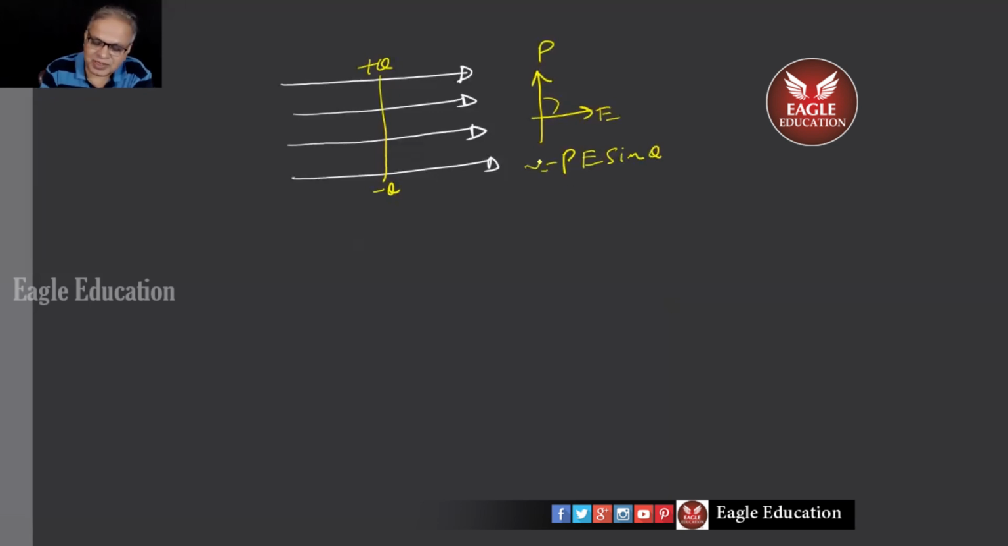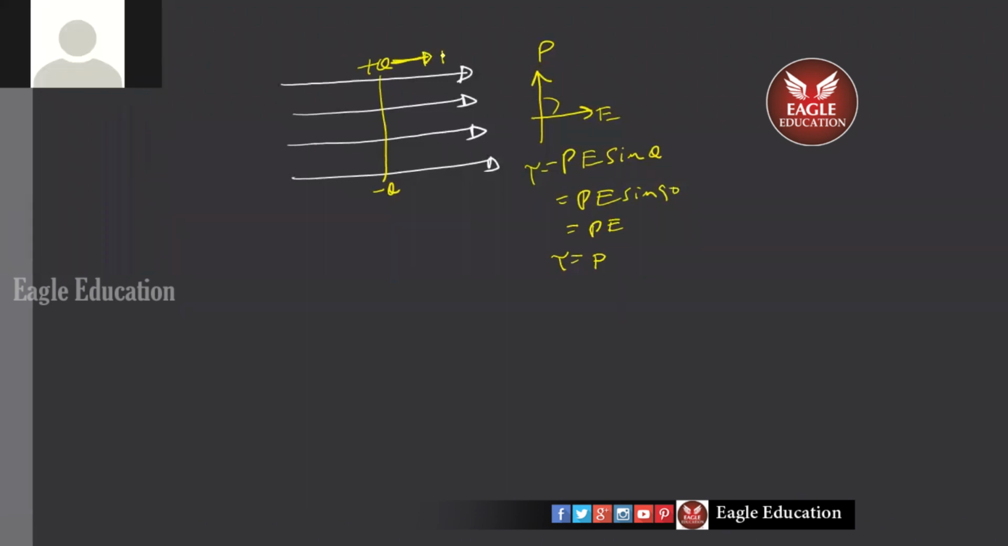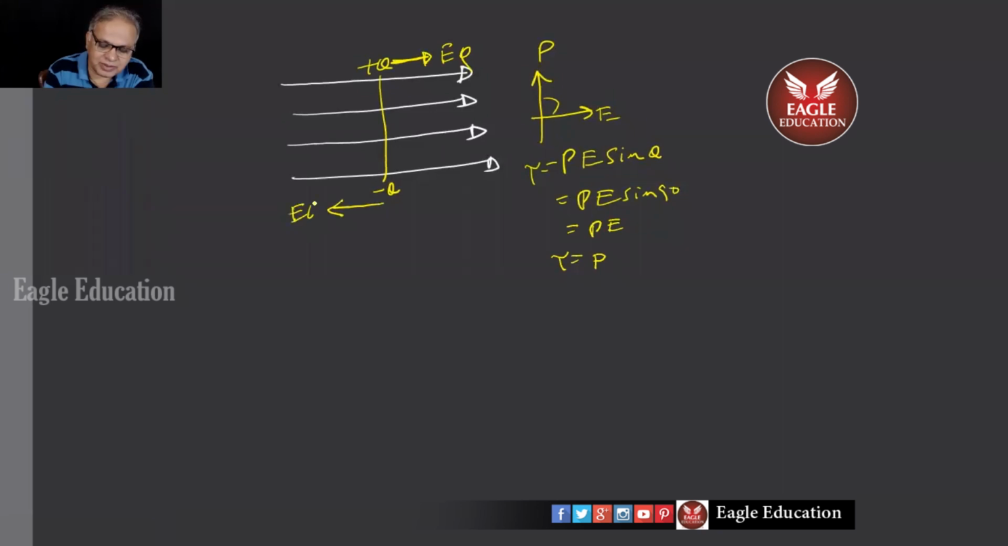So tau will be P sine 90. So torque is P. If E equals 1, tau is P. That's what we told on the previous page. Now you look at it. Force EQ is like this. Another force EQ is like this, for example. So if E is 1, force will be 1 into Q. Force is 1 into Q. Torque is Q into L, isn't it? L is the distance between them.